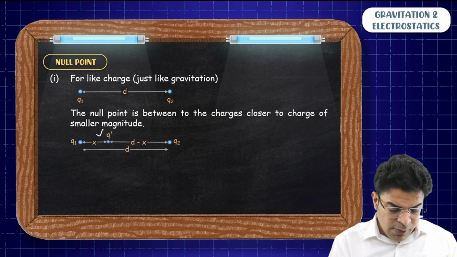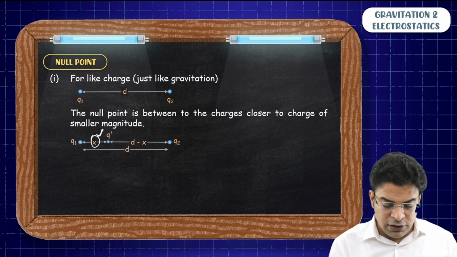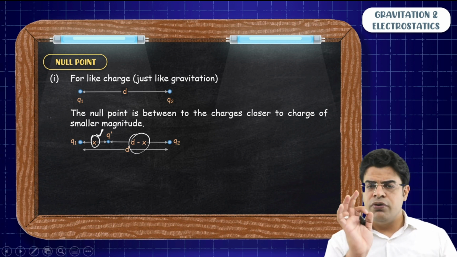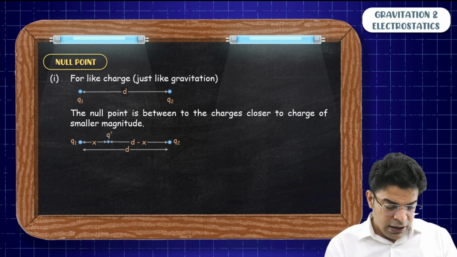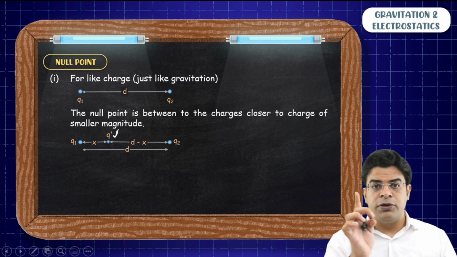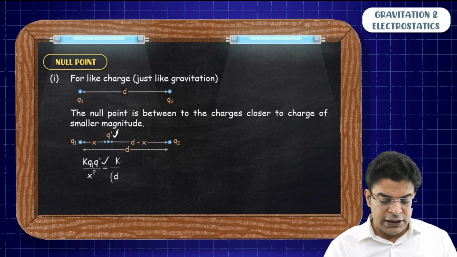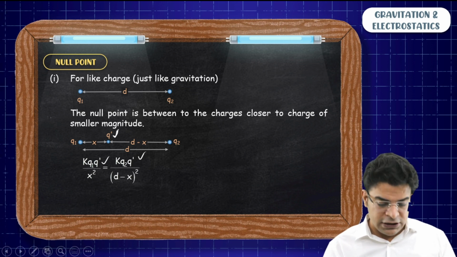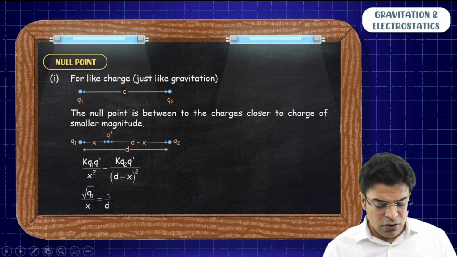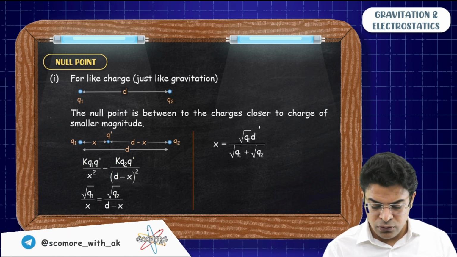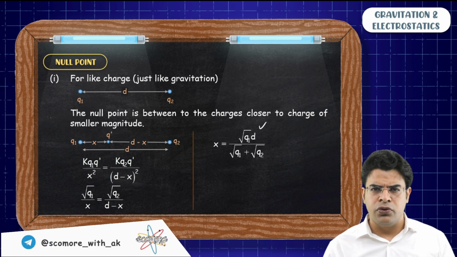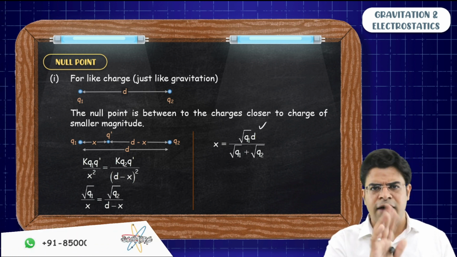Now, if the null point is found at distance x from q1 and d minus x from q2, you can do the same mathematics. If I place a charge q dash here, the force because of q1 should be same as the force because of q2. So k q1 q dash upon x square equals k q2 q dash upon (d minus x) whole square. And on solving, you get x equals root q1 d upon root q1 plus root q2. Same as we got for gravitation.